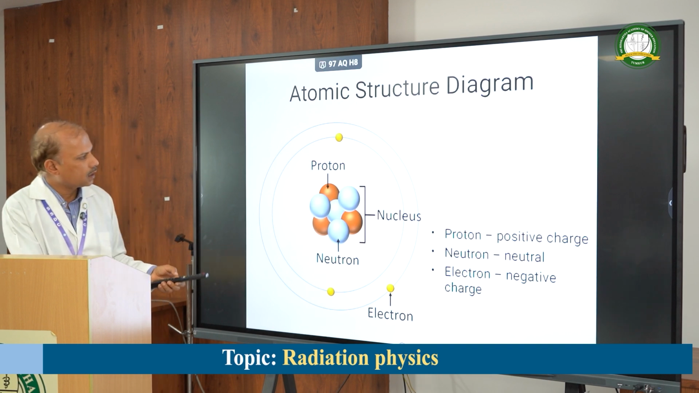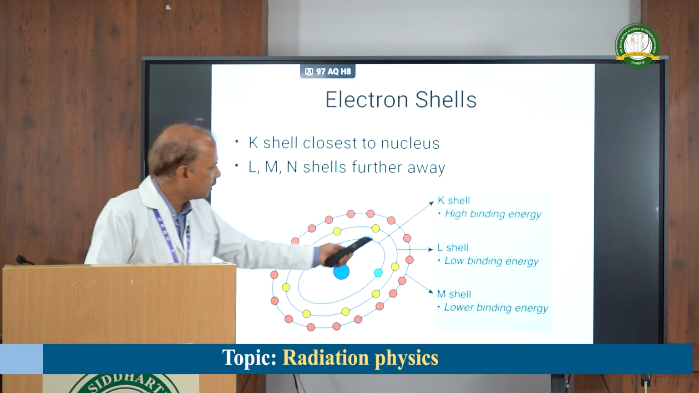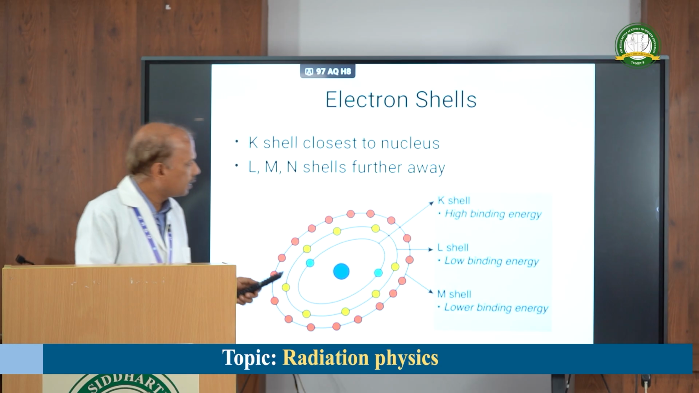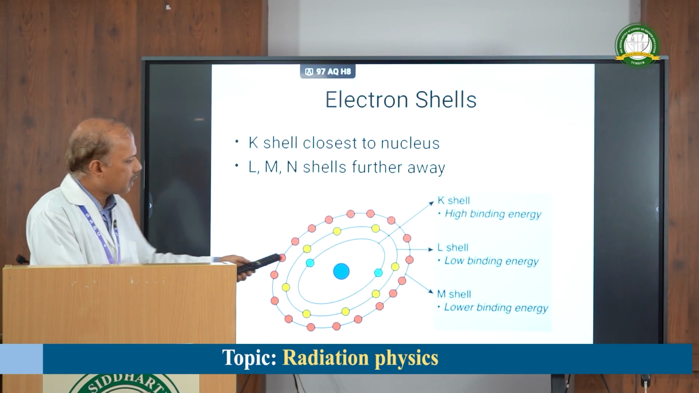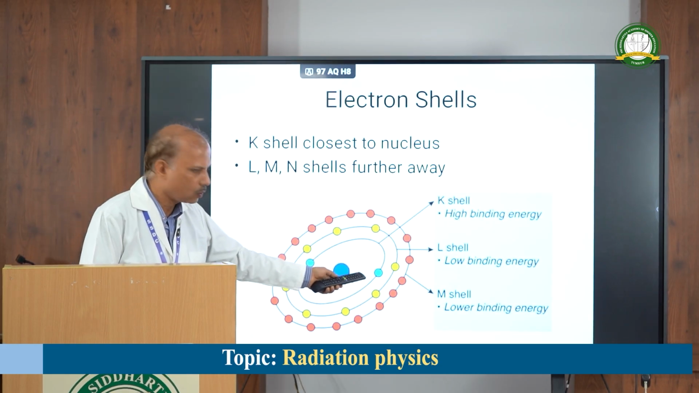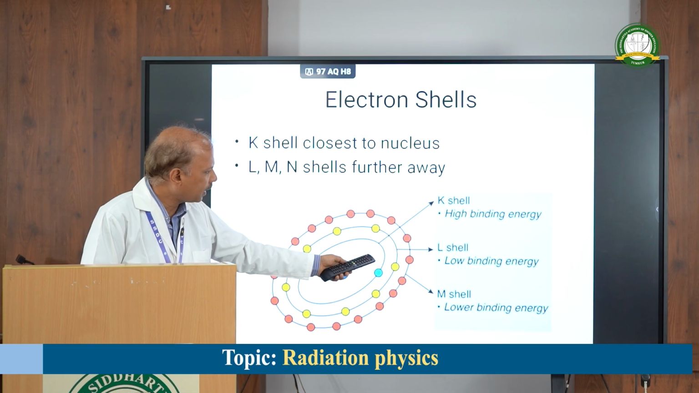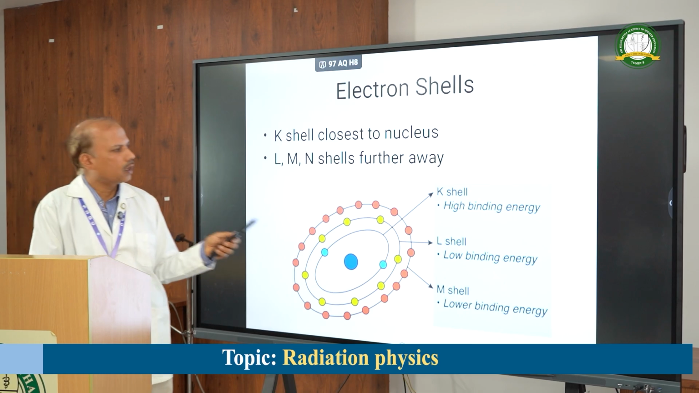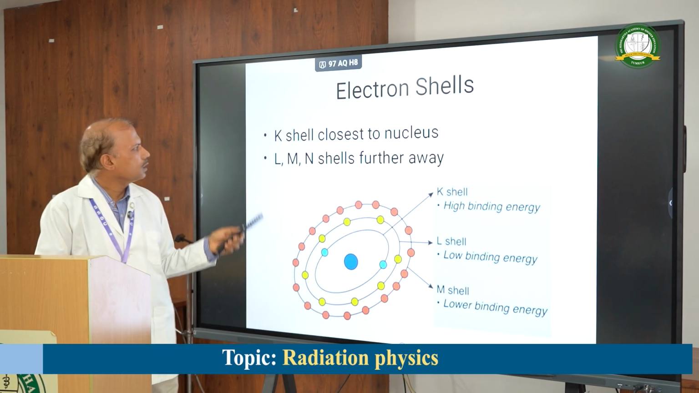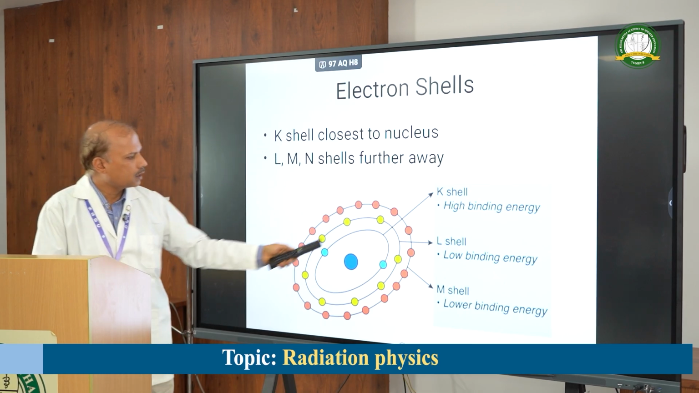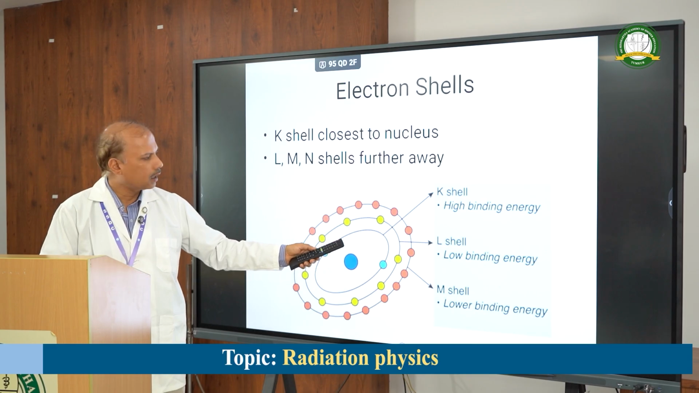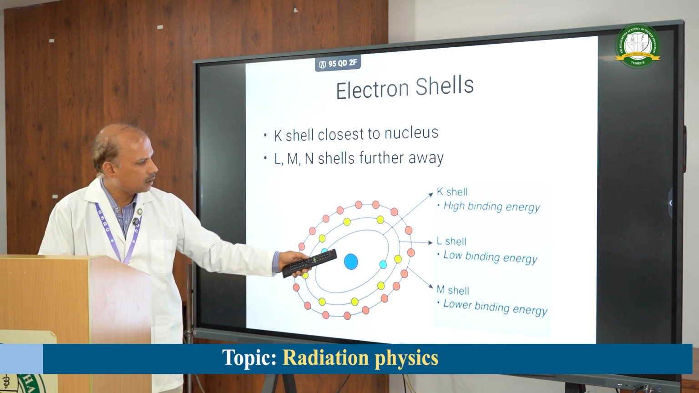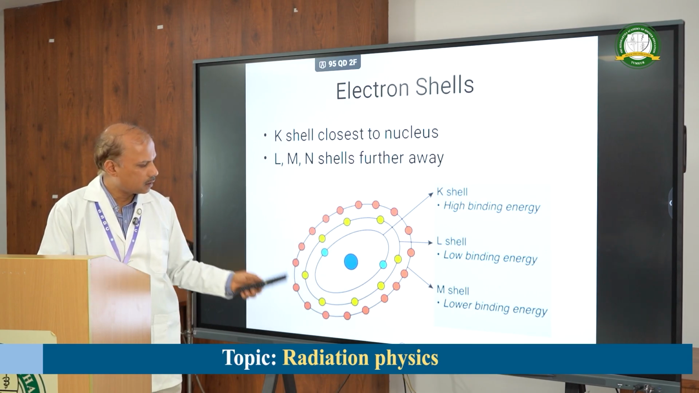So, it has K shell, M shell, L shell like this. The K shell has the number of electrons as 2, the M shell has 8 and the L shell has 18. So, this depends on the formula 2n squared. The K shell is closest to the nucleus and has a high binding energy, whereas the L shell has a lower one and the M shell has the least.